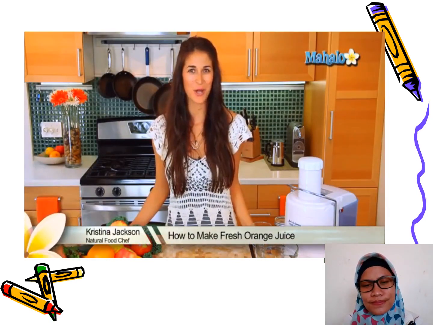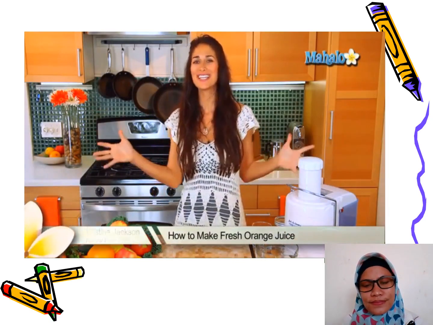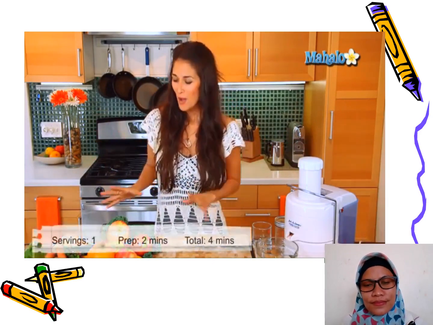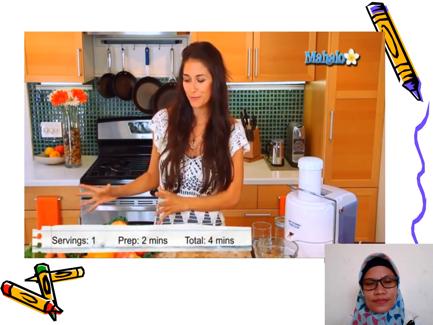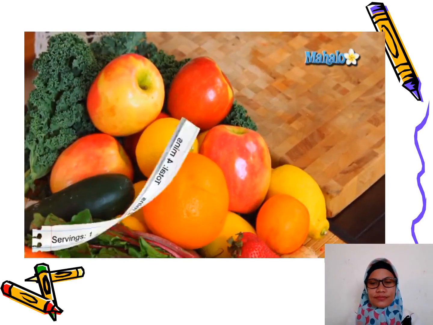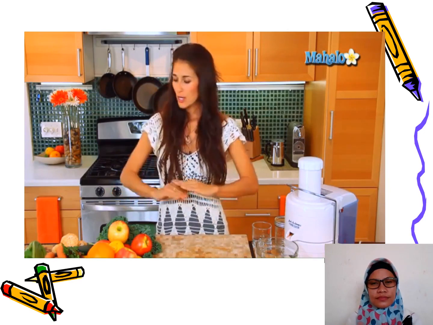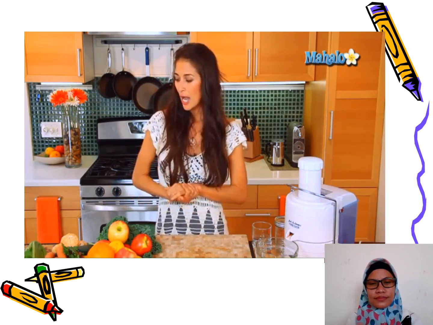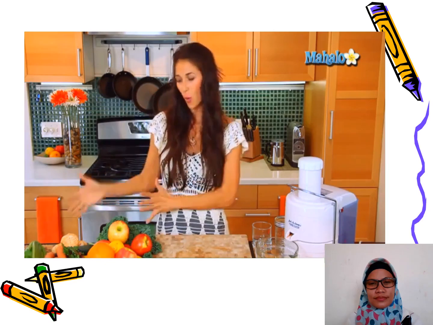Hi, I'm Christina Jackson, natural food chef and holistic health coach. We're in the kitchen today juicing it up. We have all these beautiful fruits and vegetables here on the table, but what we're gonna do right now is we're gonna do an orange juice. Everybody loves orange juice. Fresh orange juice in the morning, you can't beat that. So I'm gonna show you how to make a nice, fresh, preservative-free, color-free orange juice.